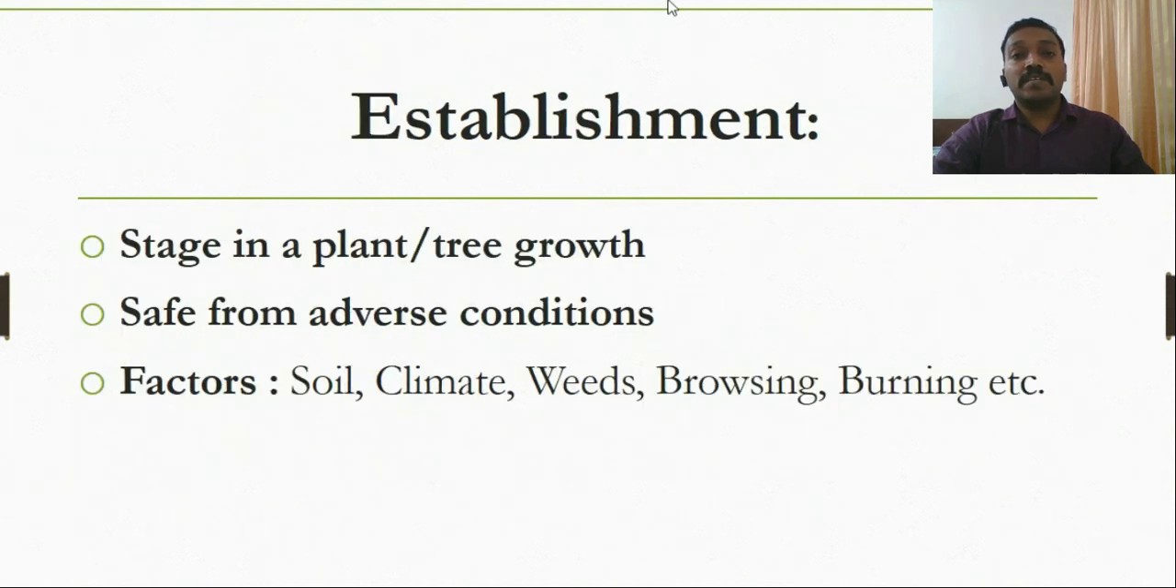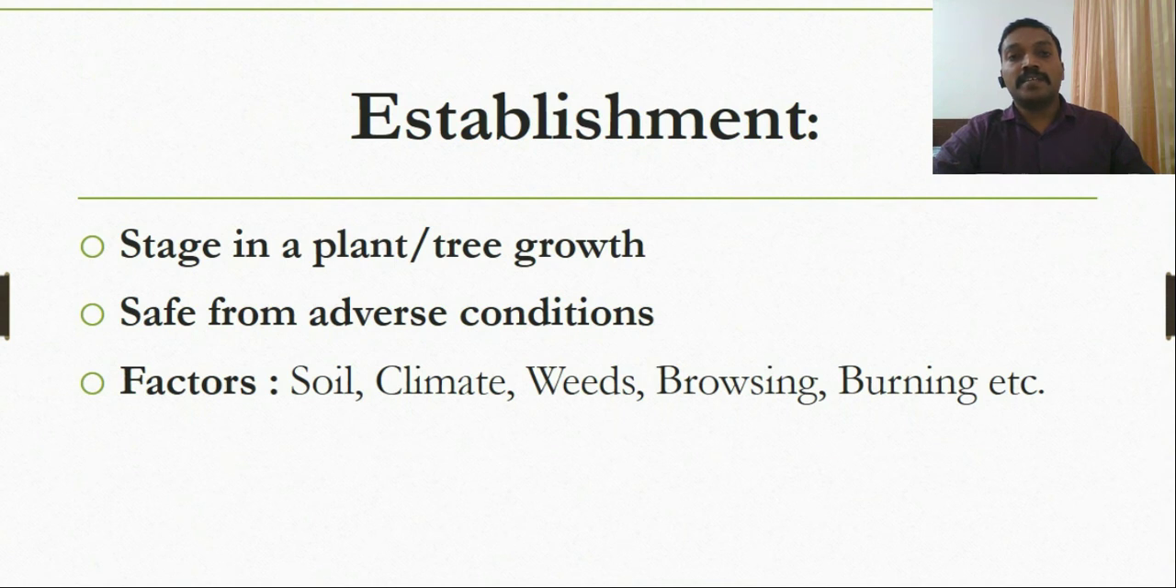So establishment is a very important stage in the growth of a plant or any tree, and it can be said that the plant is devoid of any adverse condition. So the plant has reached a particular condition which is free from many adverse factors. That stage of the plant is known as establishment, and it is influenced by various factors, from soil factor, climatic factor, weeds, browsing, burning. So these are the various factors determining the establishment stage.